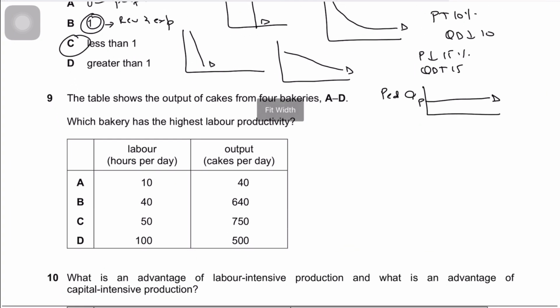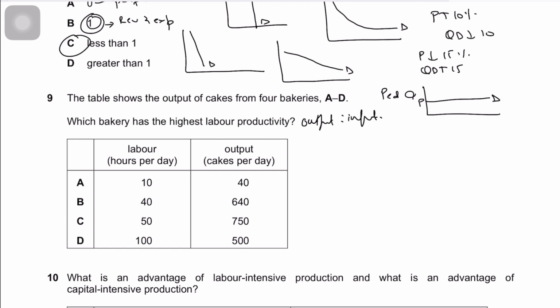Question 9 states, the table shows the output of cakes from 4 bakeries. Which bakery has the highest labor productivity? I already told you in my previous video as well, labor productivity is a measure of efficiency. Output is not efficiency. Output per input is efficiency. So labor productivity is measuring the ratio of output to input, right?